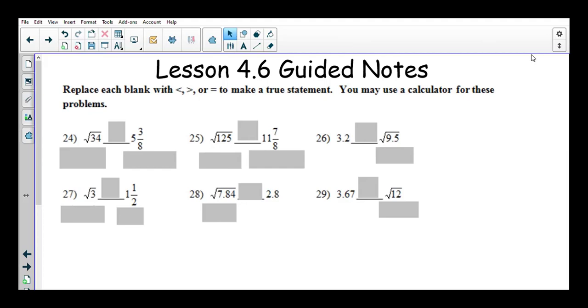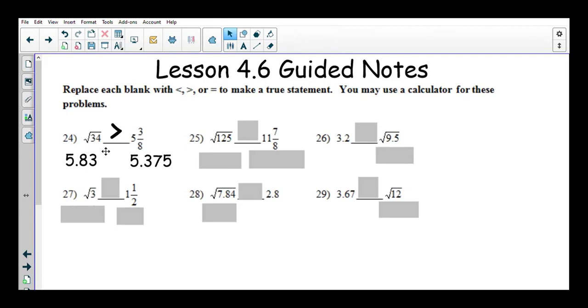So number 24, we're comparing the square root of 34 to 5 3/8. The square root of 34, which I plugged into my calculator, got me about 5.83. I did include 2 decimal places after the decimal point, just to make sure that I had enough to be able to compare the two. For 5 3/8, I would do 3 divided by 8, which gets you 0.375. So 5 3/8 is 5.375. It's pretty easy to compare these two. 5.8 is definitely greater than 5.3, so this would be greater than.